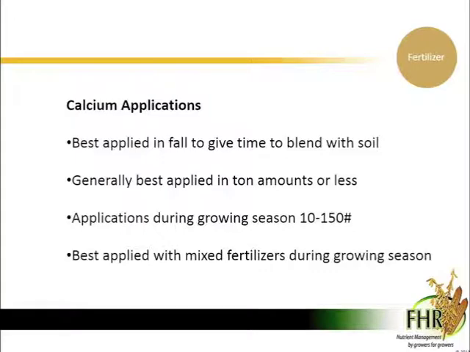Calcium application is best applied in the fall, giving time to blend with the soil and break down. Generally it's best applied in ton amounts or less. We'll probably look at 1,000 pounds on a lot of farms.